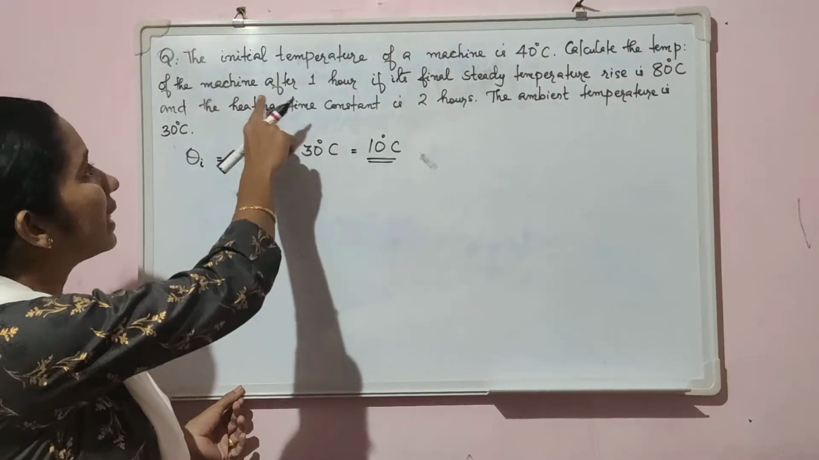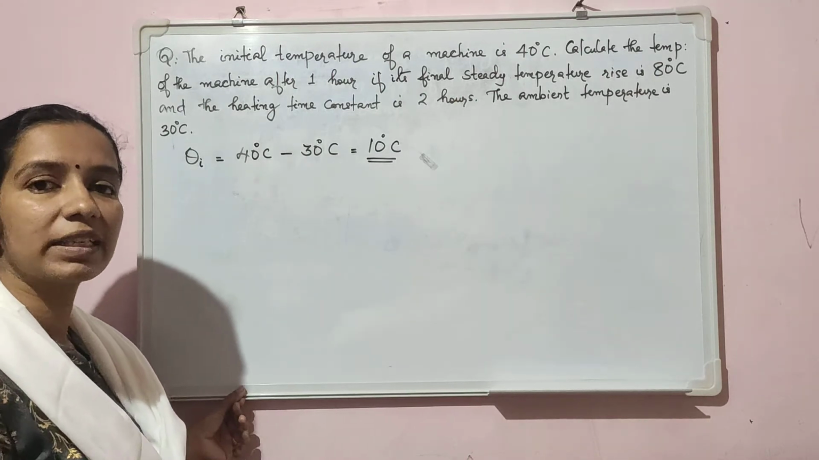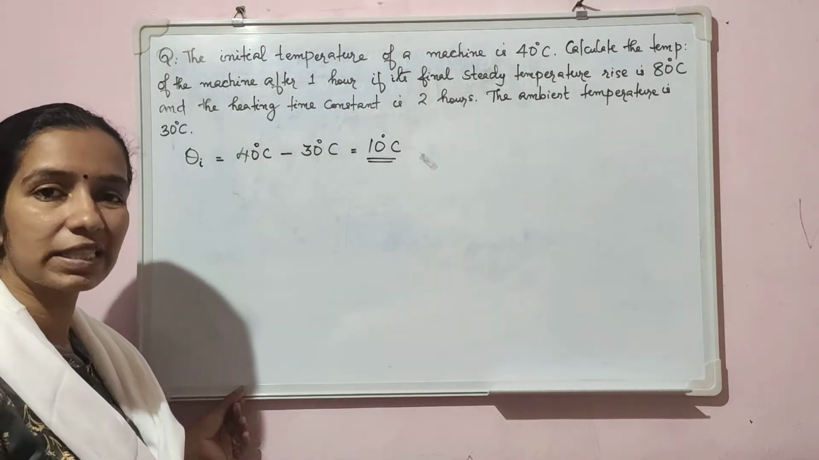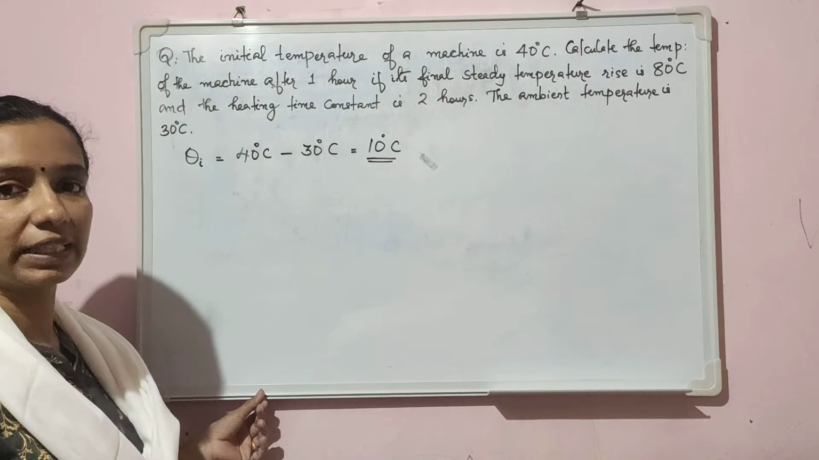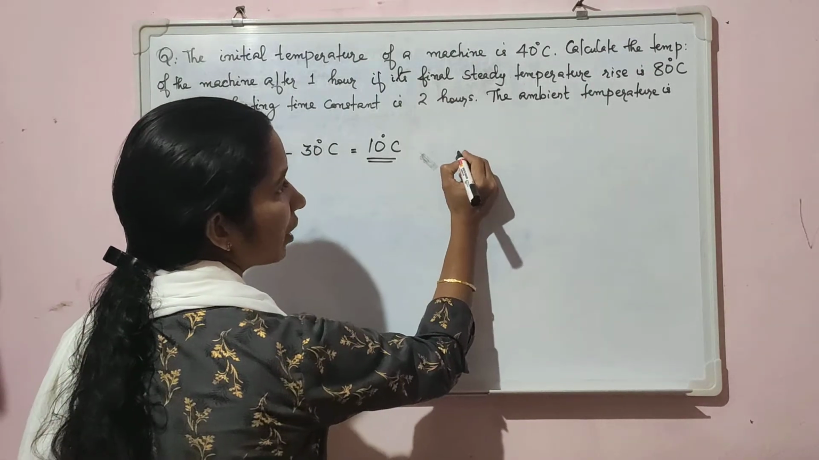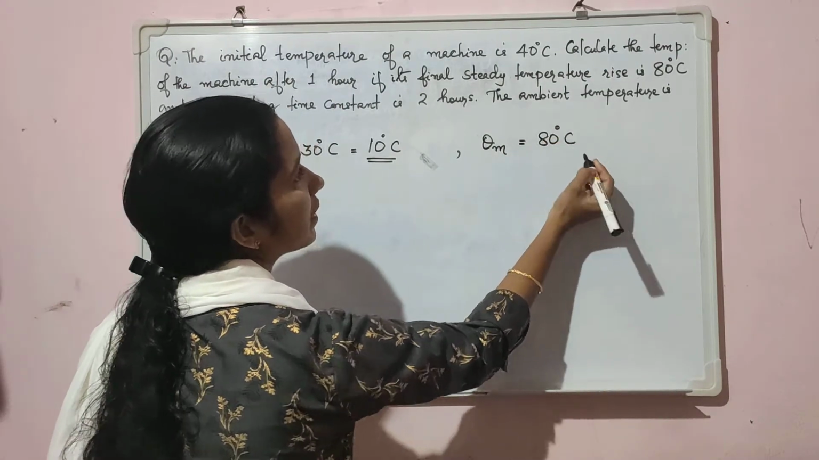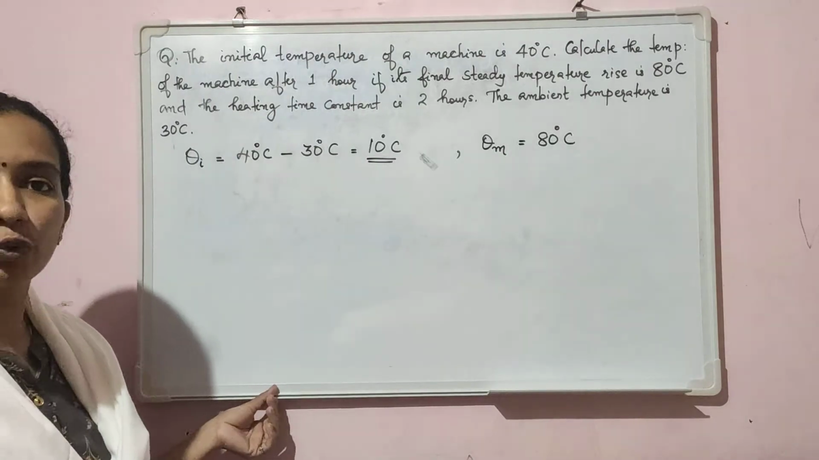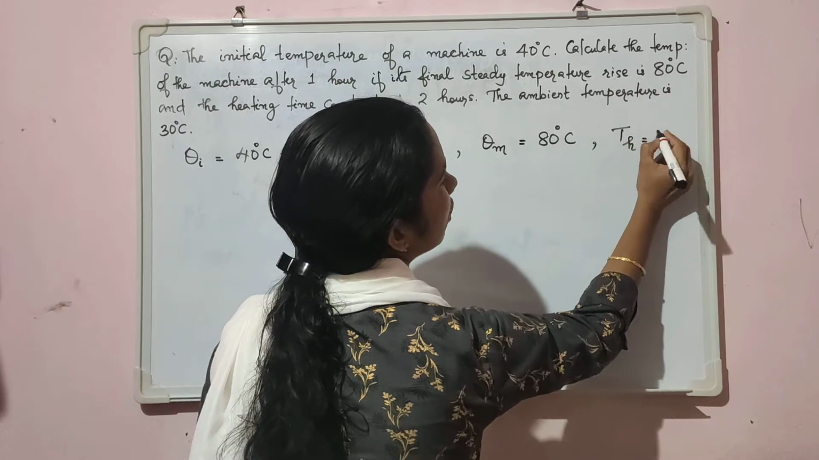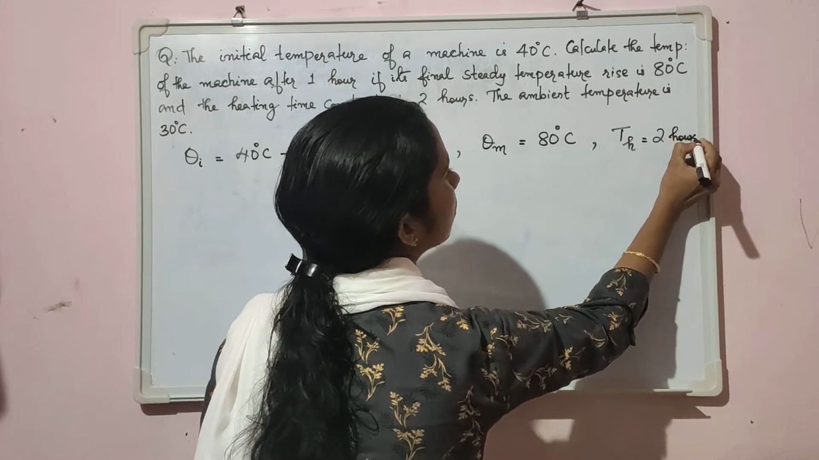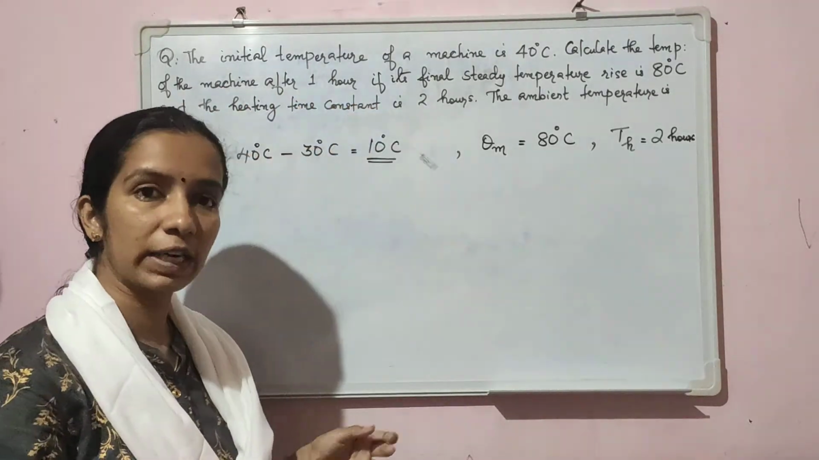Now calculate the temperature of the machine after 1 hour. So we have to calculate the temperature of the machine at a particular instant of time. And the final steady temperature rise is 80 degrees Celsius. So final steady temperature rise means theta m. Theta m is given as 80 degrees Celsius. And the heating time constant is 2 hours. So what is the heating time constant? Th. Th is equal to 2 hours. And we have to calculate the temperature of the machine after 1 hour.